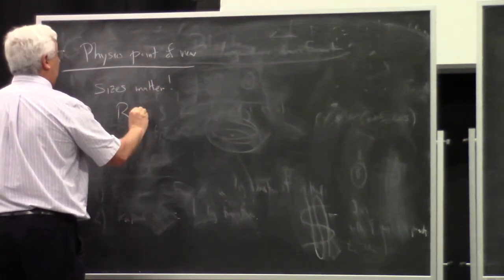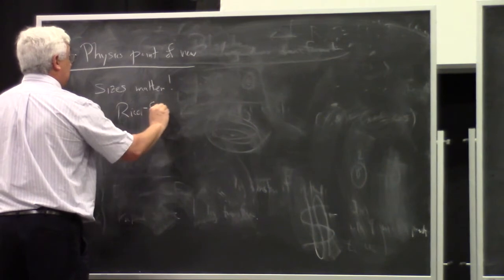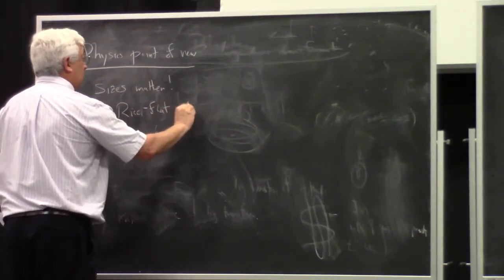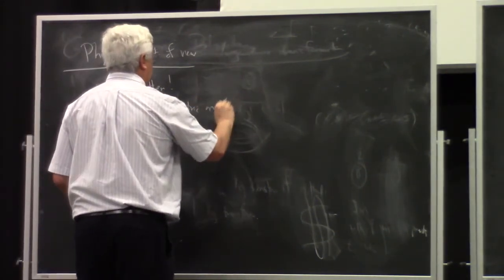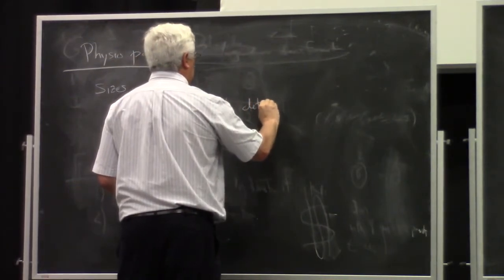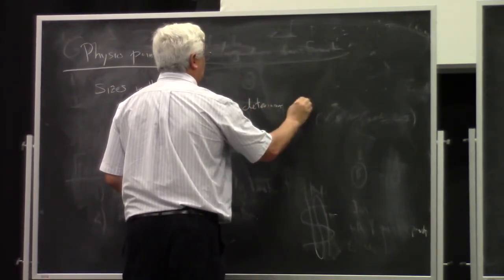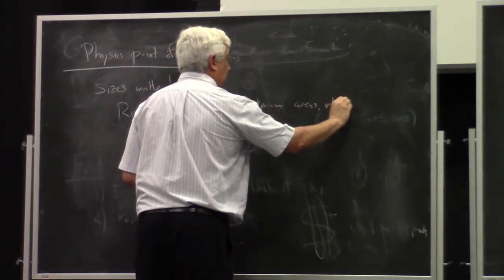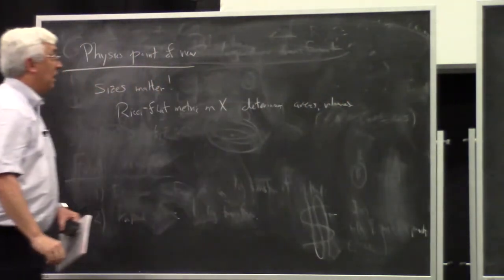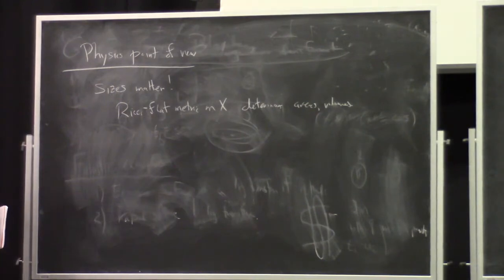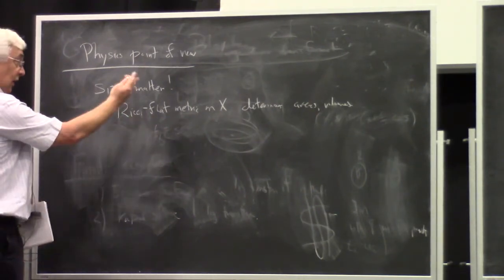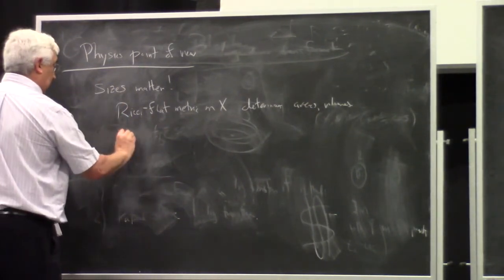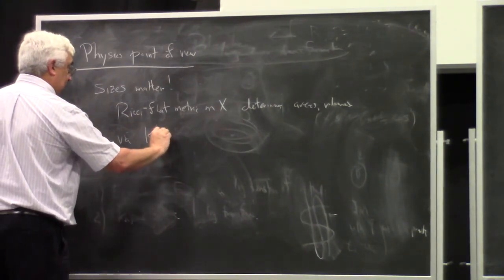If you have a Ricci flat metric on X, that determines various areas and volumes of algebraic subvarieties. And one way of describing the area and volume information is by means of the Kähler class.